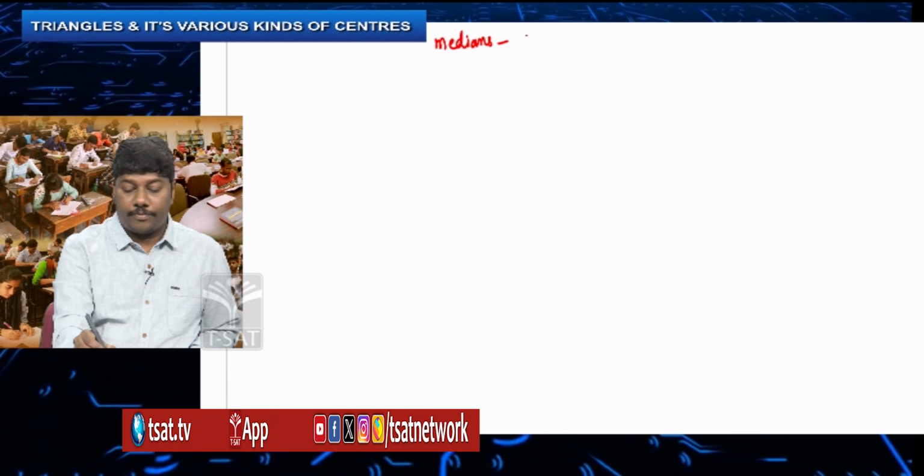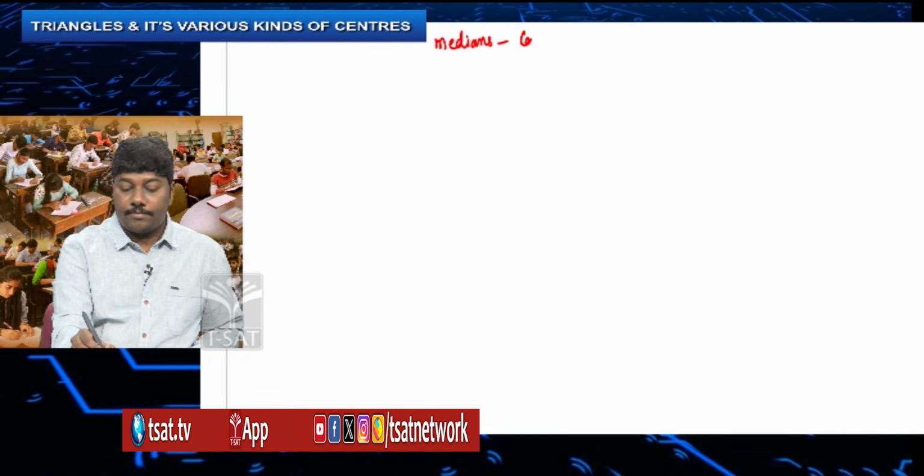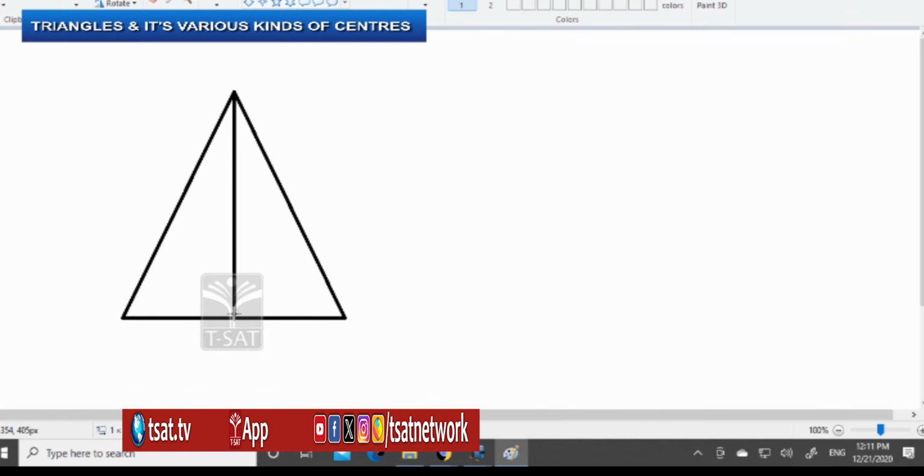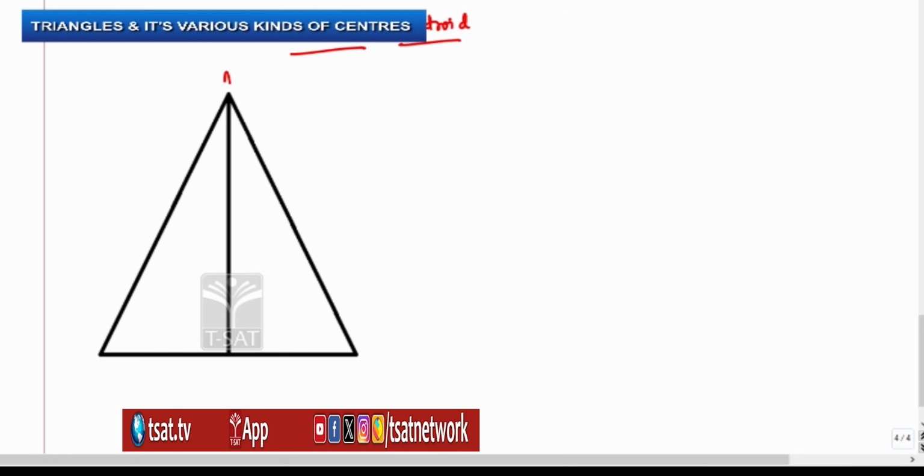Medians, centroid. Take a triangle, draw the median. A, B, C. D is a median. D is the midpoint of BC. Now here AD is a median of this triangle. AD, as we know, divides the triangle into two equal areas and as well as BC into two equal parts.